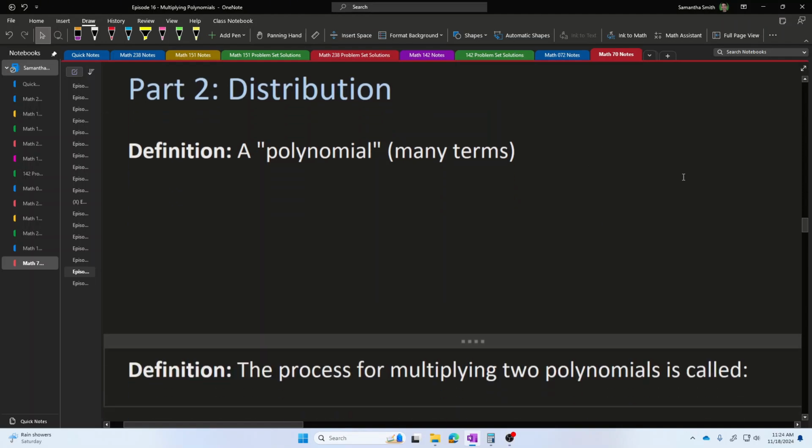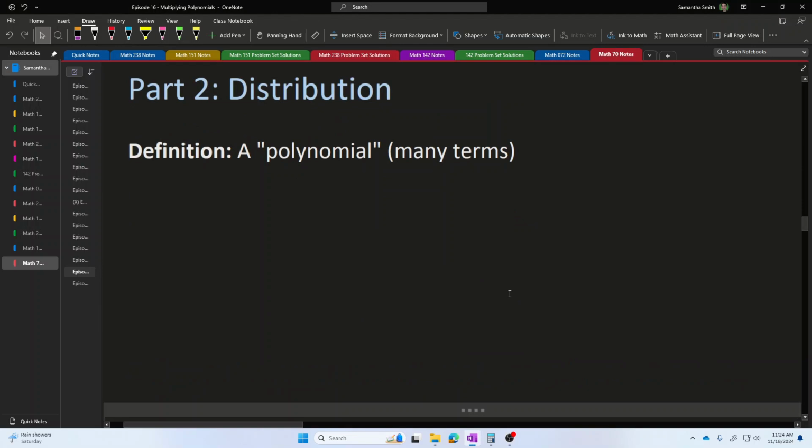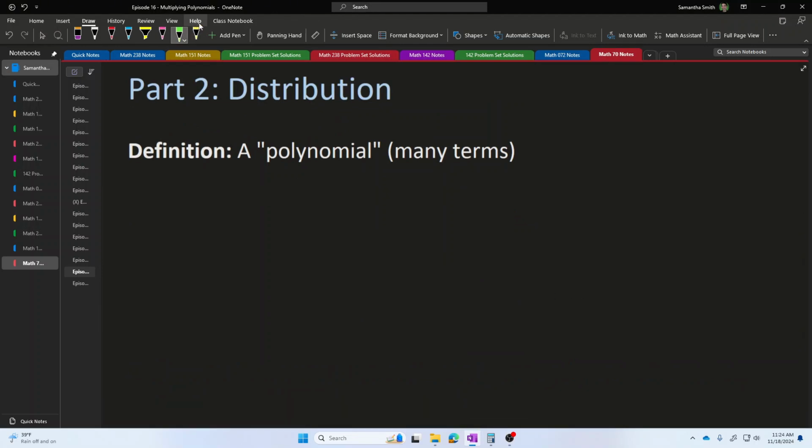In this part of episode 16, we're going to be talking about how to multiply together two polynomials. So, what is a polynomial? A polynomial is an expression that consists of many terms added together.